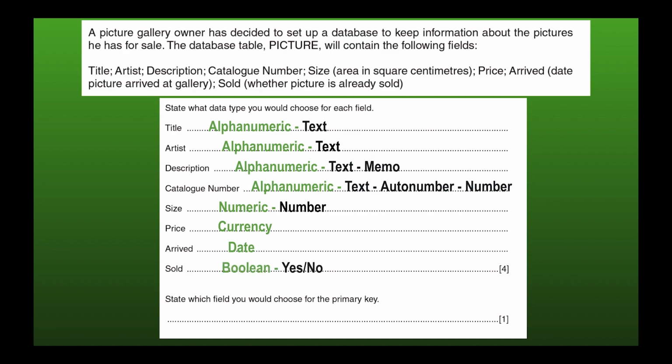And so our last question here is, which one of these would be the primary key? I did technically already give you the answer to this question. So it's going to be whichever is the unique field, and the unique identifier here would be the catalog number. So right there is 5 marks. Very, very easy. There's 5 main data types to remember and the definition of a primary key, and you're winning for this section.